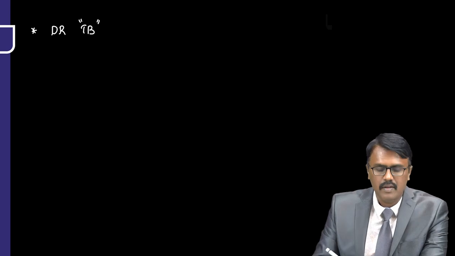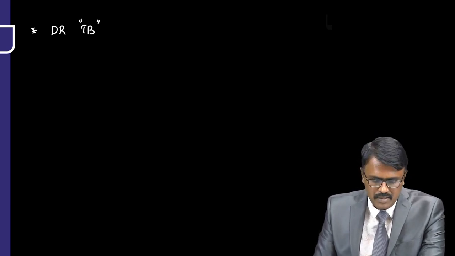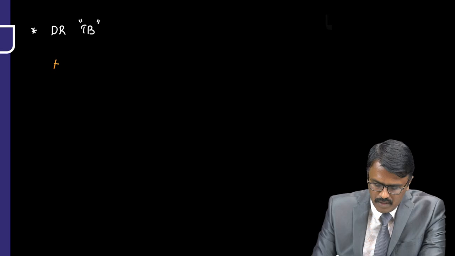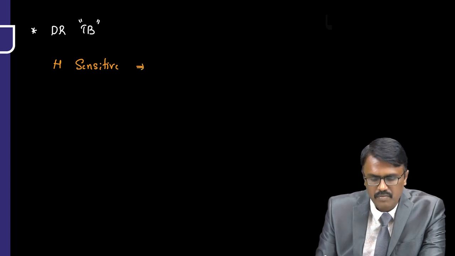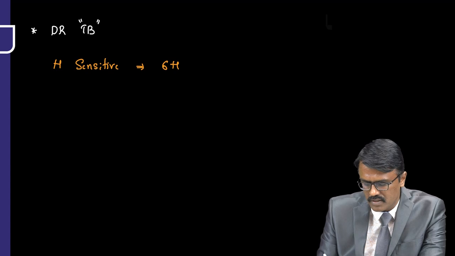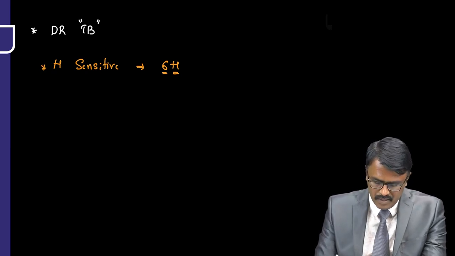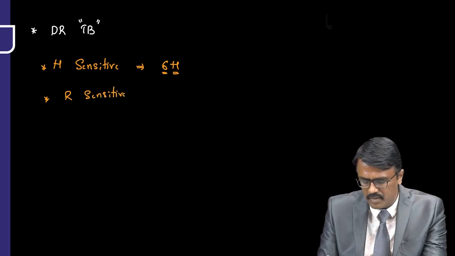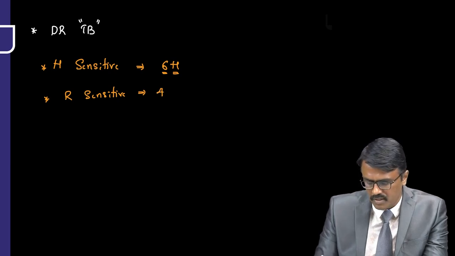The next one is if the patient is exposed to drug-resistant TB, then what to do? Now if in the culture and sensitivity the TB has been shown to be H-sensitive, then you can give the prophylaxis with isoniazid for 6 months. 6 stands for the months. If the patient is rifampicin sensitive in drug-resistant TB exposure, then you have to give rifampicin for 4 months.